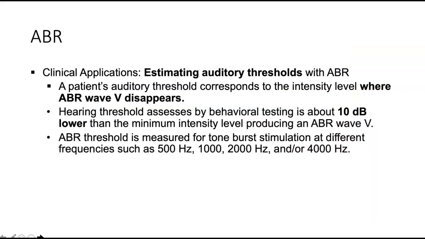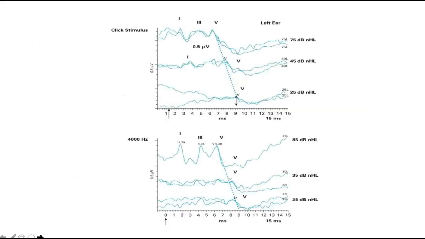We can also estimate thresholds. So we're essentially saying, okay, here's a 6-month-old baby. We can't get regular behavioral responses, but we can measure and get within, let's say, 10 dB of their hearing thresholds. We use 500, 1,000, 2,000, and 4,000 hertz tone bursts. So we can measure their auditory threshold at those 4 frequencies and do a pretty good job of fitting hearing aids on them.